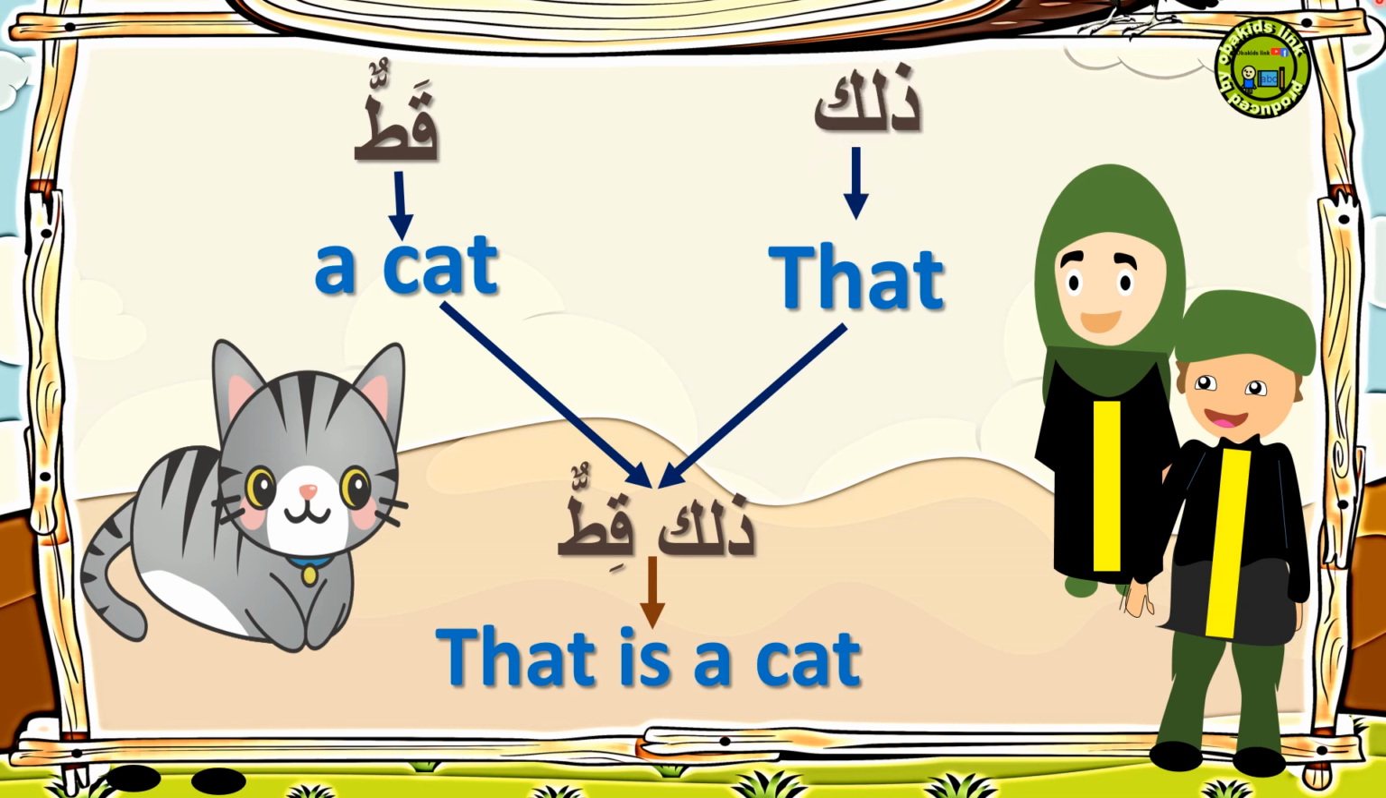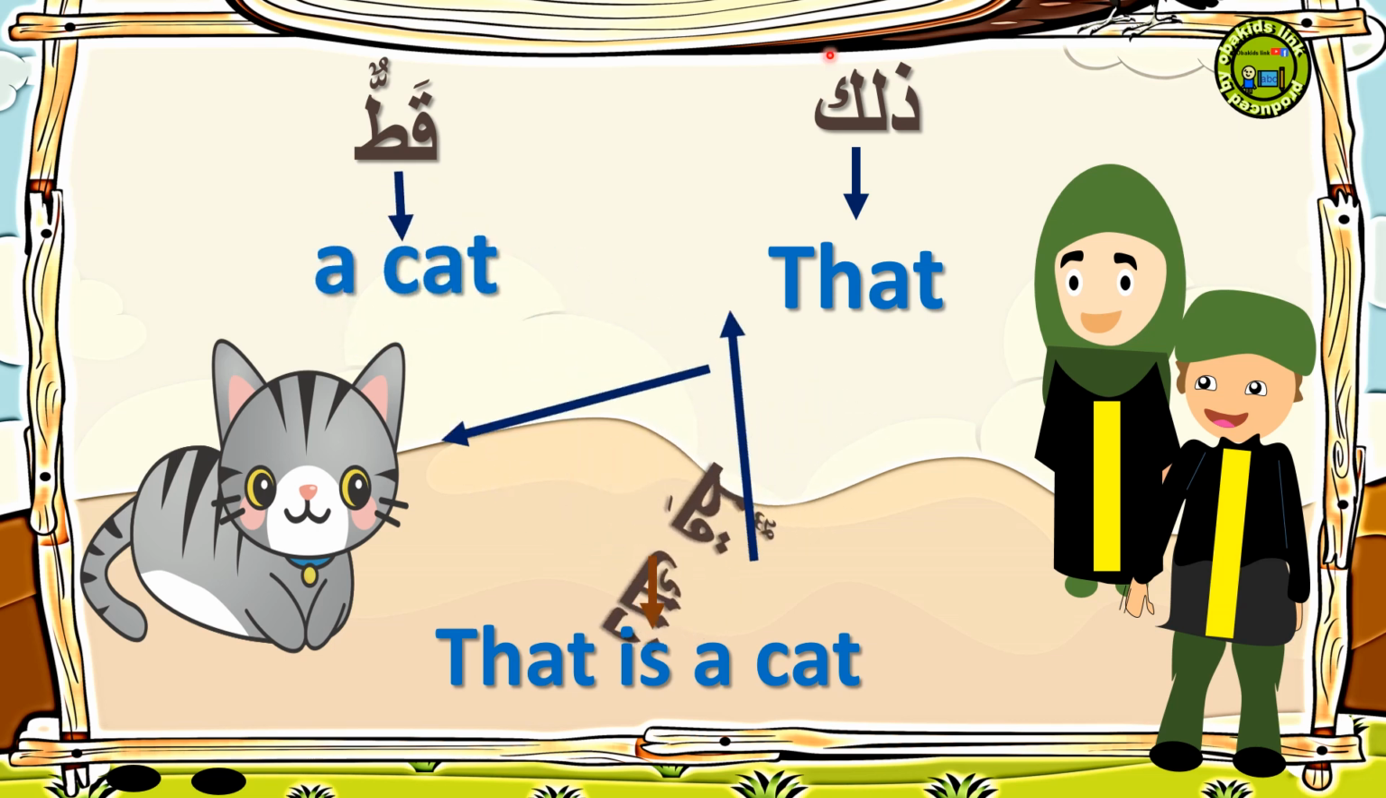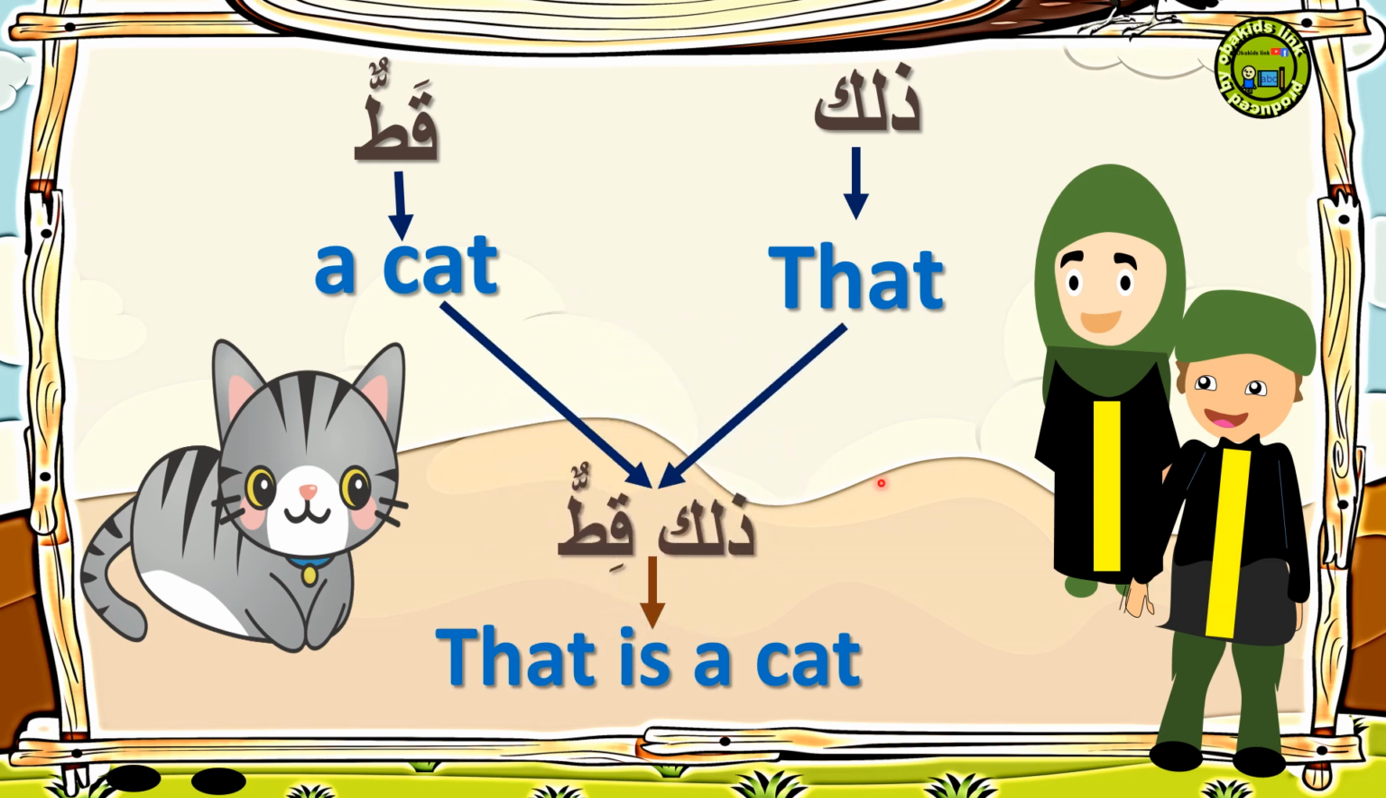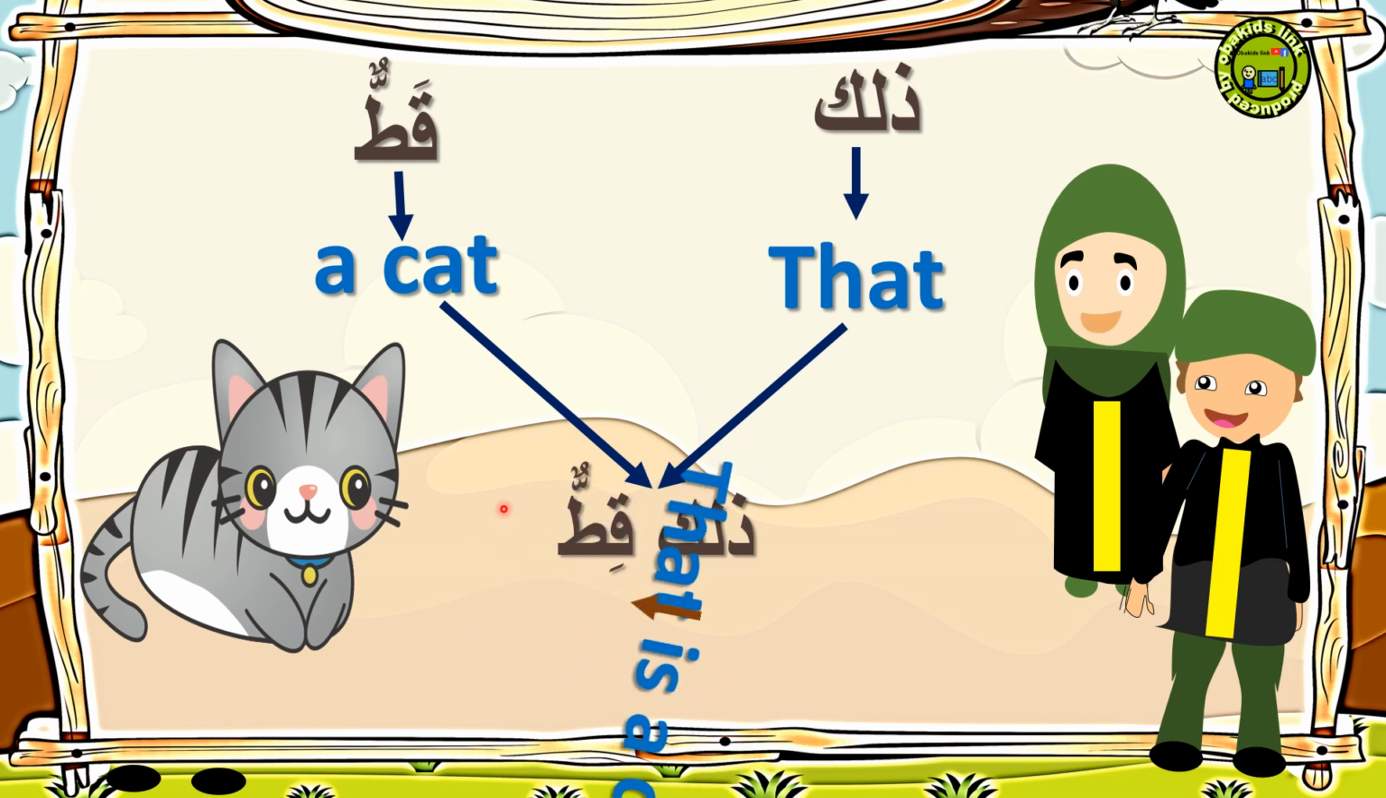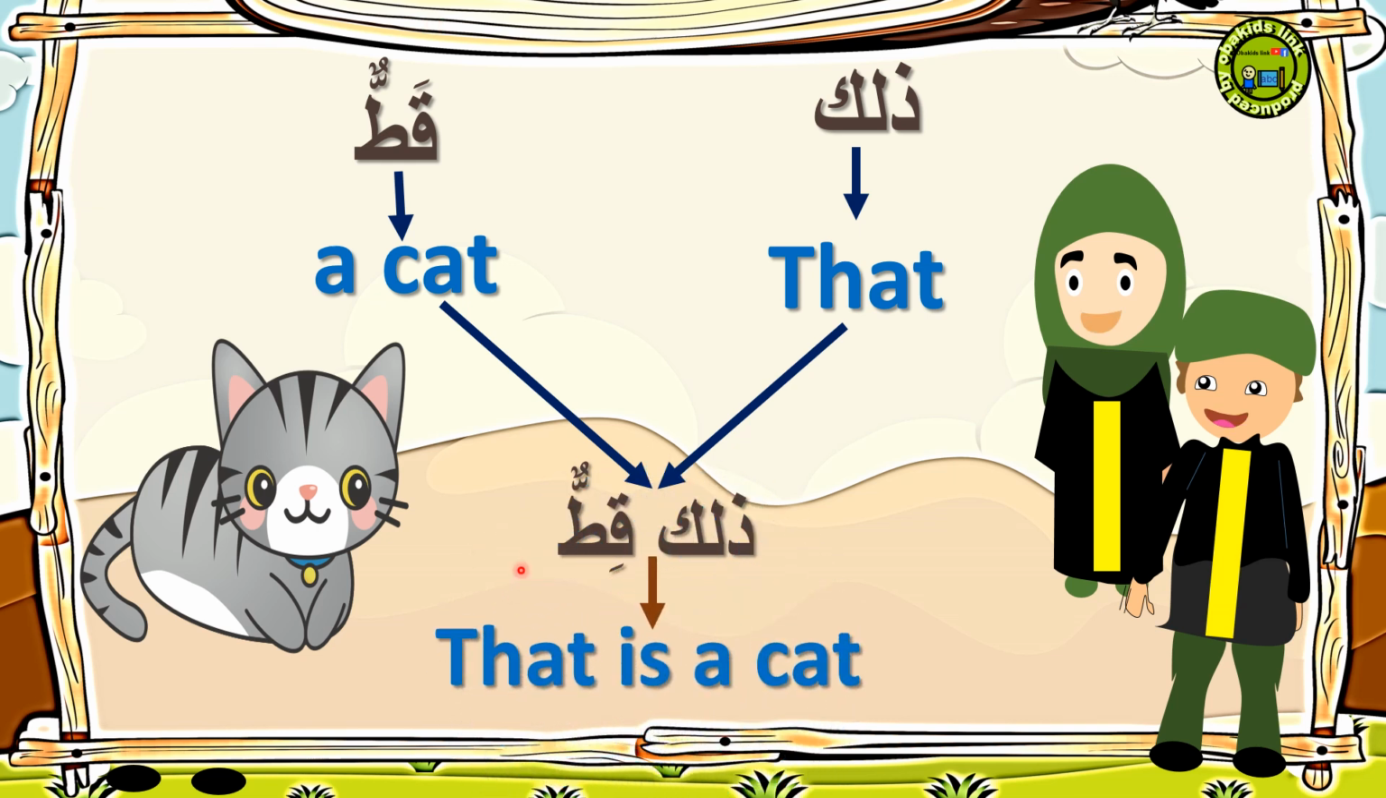This is Zalika. Zalika is a singular demonstrative pronoun which means that. This is Kittun. Kittun is a singular noun which means a cat. Now if we join Zalika and Kittun together, it becomes Zalika Kittun. Say after me. Zalika Kittun, which means that is a cat. Let us go to another example.